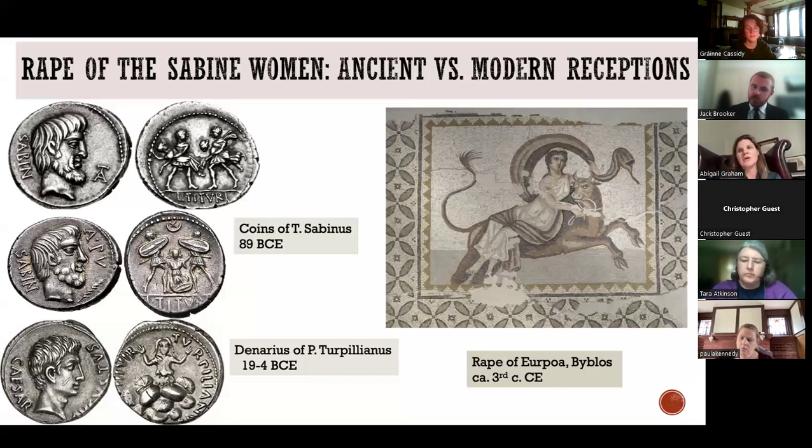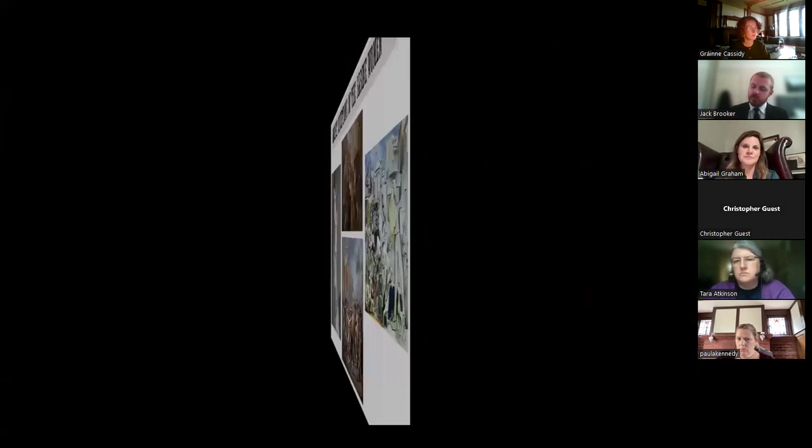Other things we can do are look at things like this mosaic, which shows the rape of Europa. And this is fascinating in that it also shows different perspectives on things like rape and what rape means, and how we need to look at these terms and consider a bit more carefully how they're used.